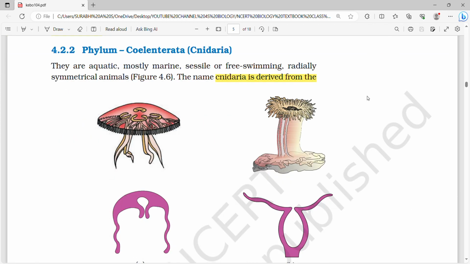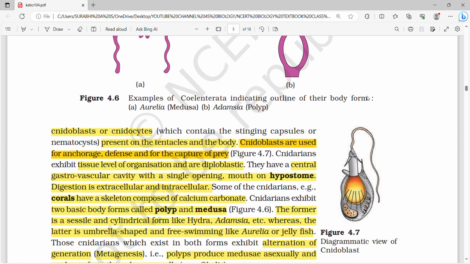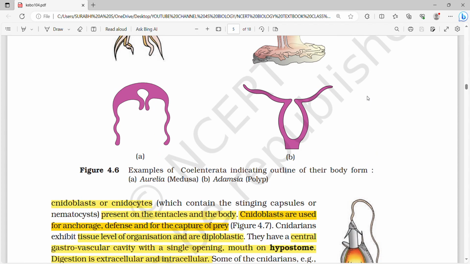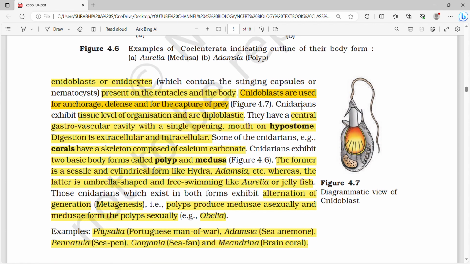Next, coelenterate or Cnidaria. The next phylum is coelenterate or Cnidaria. Cnidaria is derived from the cnidoblasts or cnidocytes. These are the stinging capsules present in these members, and they have tentacles on the body. Cnidoblasts are used for anchorage, defense, or capture of prey. This is a very important question they may ask in assertion or reasoning.